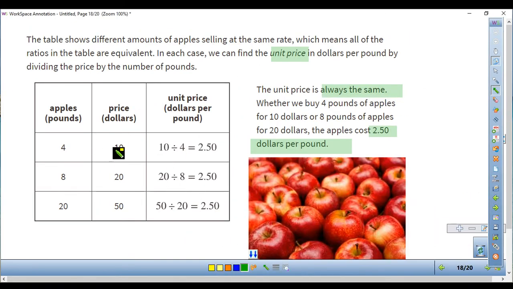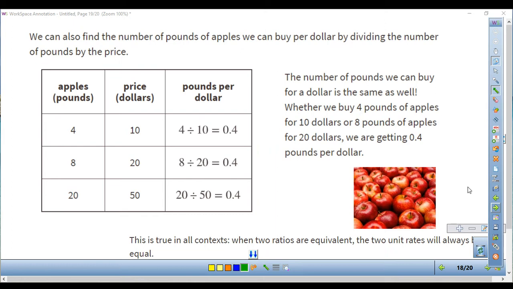See how we divided a different way around. 10 divided by 4 gives us the $2.50, but it's important to note that this is dollars per pound, whereas this is pounds per dollar.